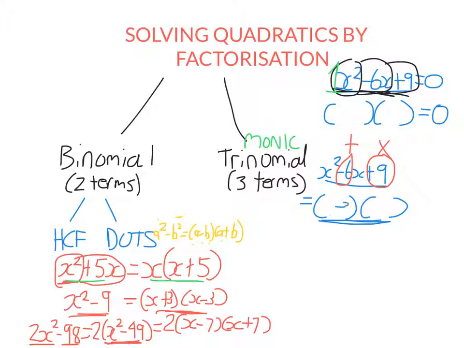Minus 3 times minus 3 is positive 9, minus 3 plus minus 3 is negative 6. So you put an x in each bracket with those numbers. So that is the answer. We're done. So let's look at another example.